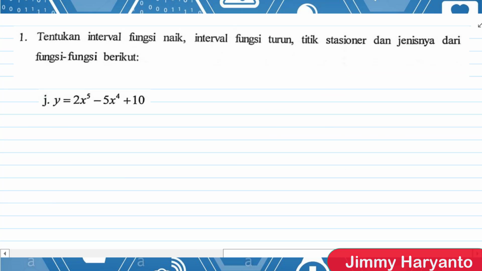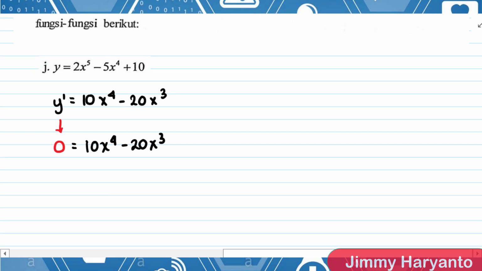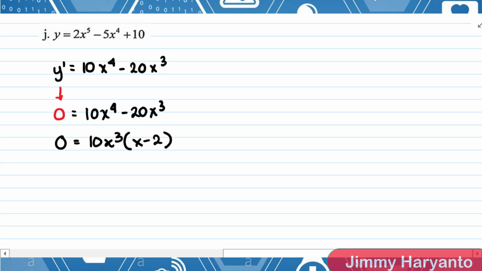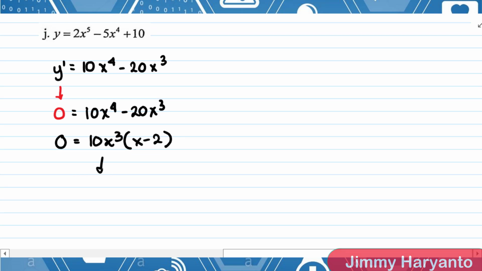Next is 1g. For 1g we have y equals 2x to the power of 5 minus 5x to the power of 4 plus 10. So for this one, like usual, we have to find the y-accent. You will have 10x to the power of 4 minus 20x to the power of 3. And then, like usual, you make it 0. 0 equals 10x to the power of 4 minus 20x to the power of 3. For this one, we can factorize 10x to the power of 3. You'll have x minus 2. So this one x equals 0 and this one x equals 2.